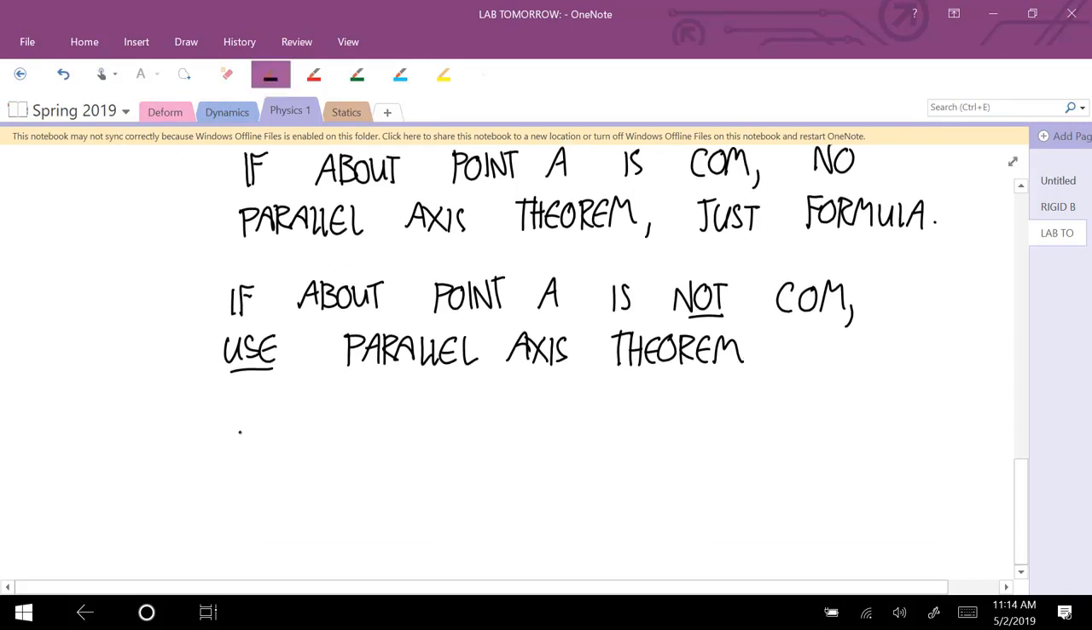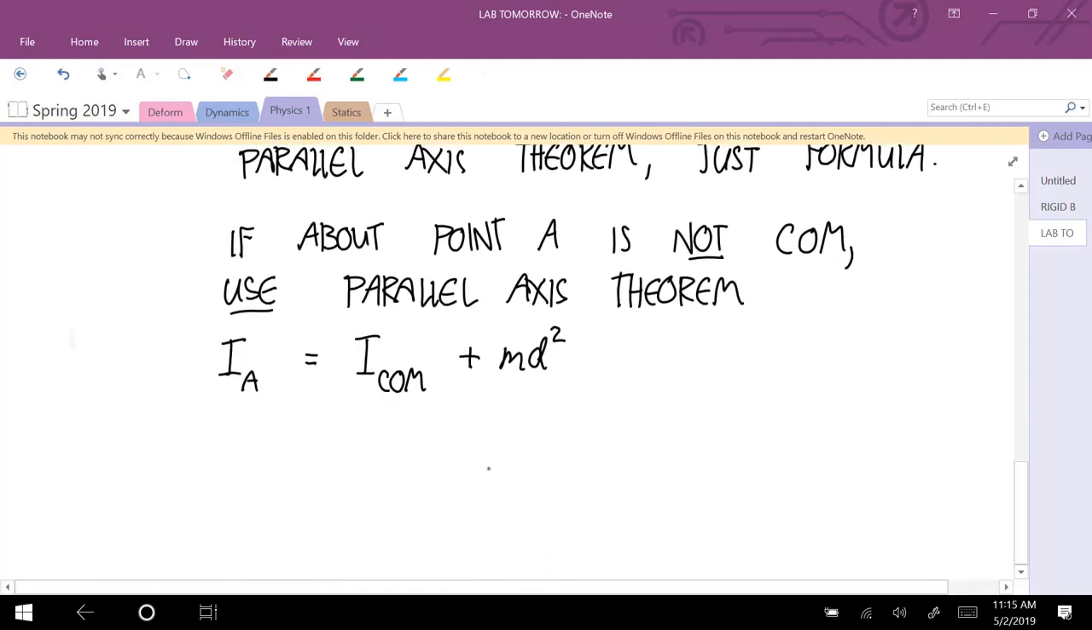And that means that the mass moment of inertia around your about point, I sub A, is going to be equal to the mass moment of inertia about the center of mass plus the mass of the body times that distance squared. Okay, remember talking about that if you're dealing with an axis of rotation that's not at the center of mass, then you add on this term md squared, where that d is the distance from the center of mass to the about point A. Okay, so now we have the mass moment of inertia.